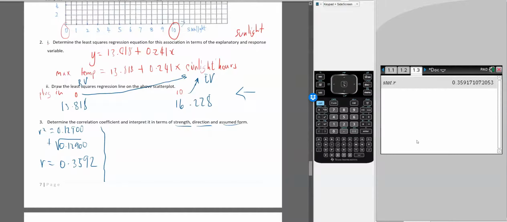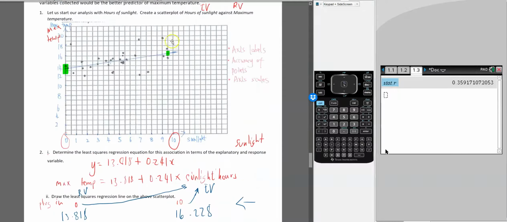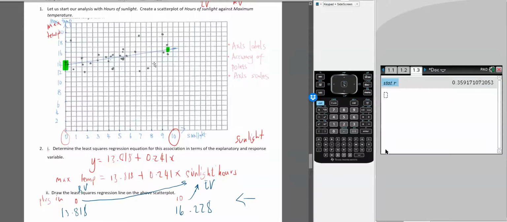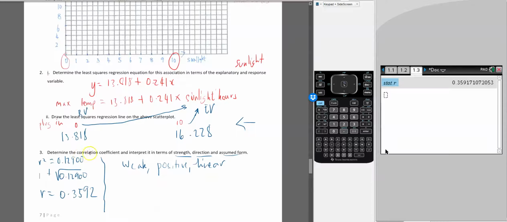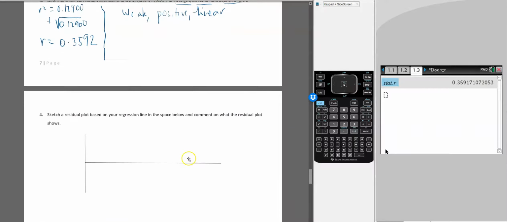Alright, so you've got to interpret in terms of strength, direction, and assumed form. Strength is, I think it's weak, according to the templates. Weak, the direction is positive. Okay, and we make assumptions that it is linear. Okay, if there's a curve to it, we still assume the data is linear, because otherwise we won't be able to use the correlation coefficient. That's one of the assumptions that it makes. We have to assume that it's linear. If not, then there'll be further analysis from there.